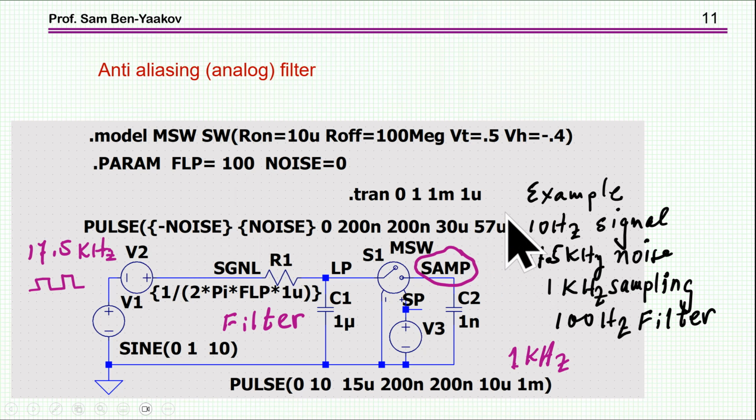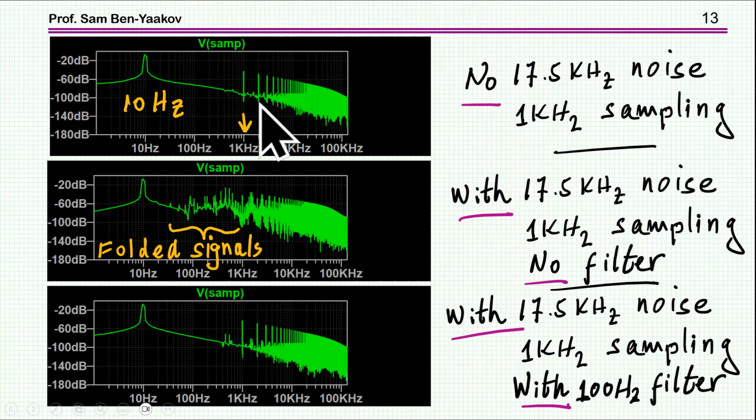So we are not sampling in a synchronous way. If you sample in a synchronous way, even in this case, you'll get rid of most of the noise, of course. So I'm demonstrating it sort of in the worst case. So here it is. I have here three cases.